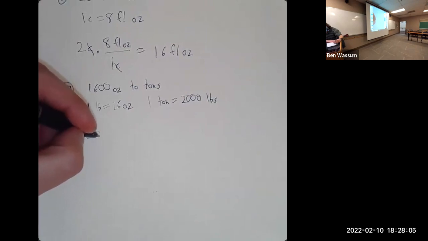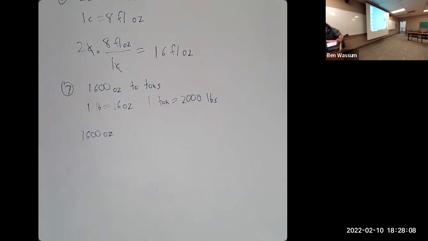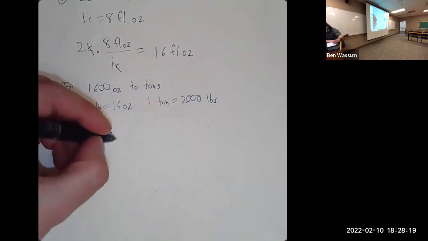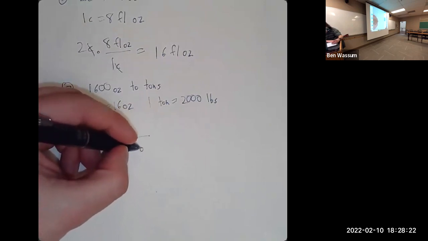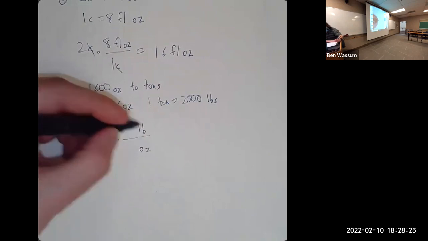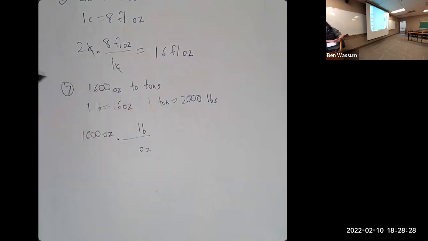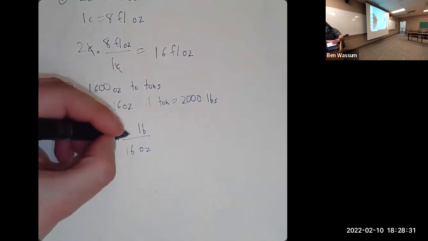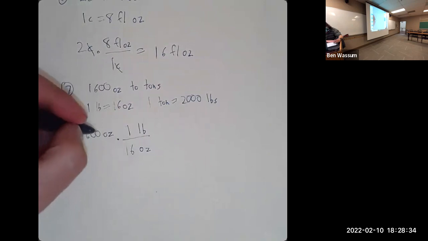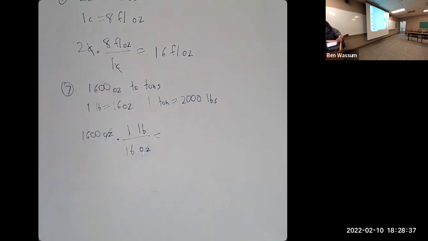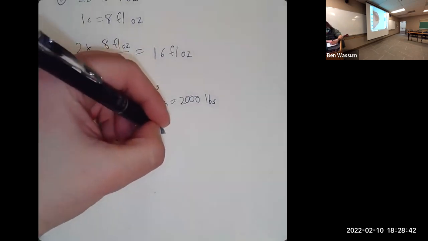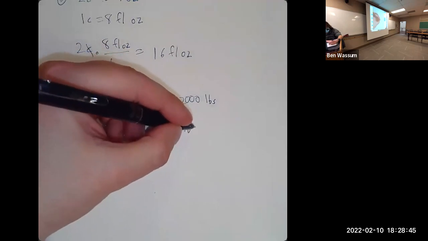So if we're starting with 1,600 ounces, it would make sense that we would have to go from ounces to pounds and then from pounds to tons. So that's what we're going to do. We want the ounces down here. We want the pounds up here. So I have 16 ounces, 1 pound. The ounces cancel. And we get 100 pounds.